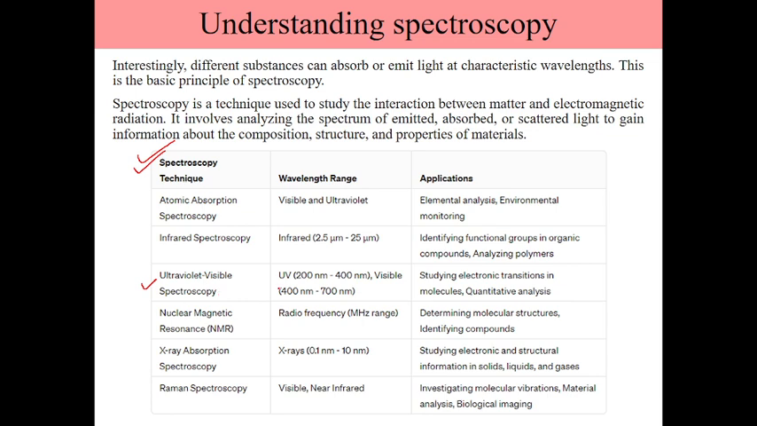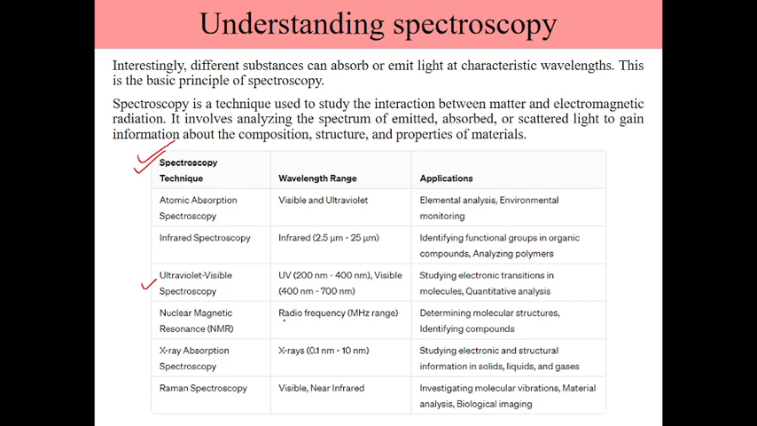UV visible spectroscopy. So UV has a wavelength range of 200 to 400 nanometer. You can also say 100 to 400. And then visible light has a wavelength of around 400 nanometer to 700 nanometer. So all of this is detected in the UV visible spectroscopy and this is used for quantitative analysis. That means this helps to understand the concentration of the sample. It helps to understand the structures of the samples, molecular structures, and it helps to understand the electronic transitions in the molecules.